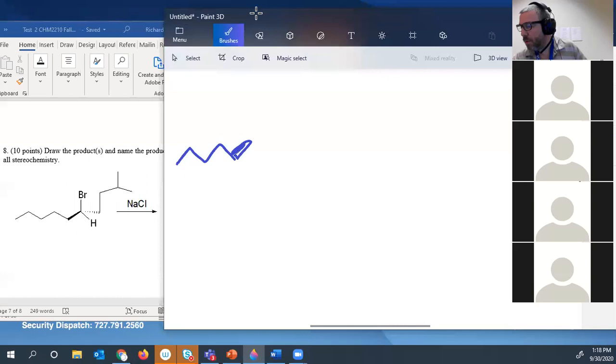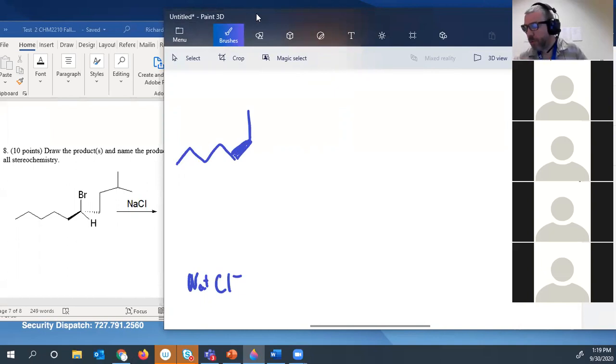Would the salt be taking the bromine's place in this problem? Well, the Cl will, yes. Because Na would dissociate and then the Cl would come in. Yeah.